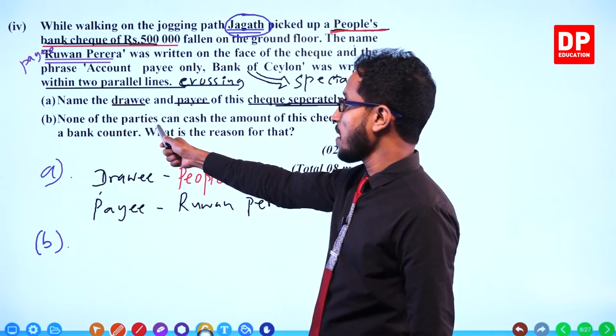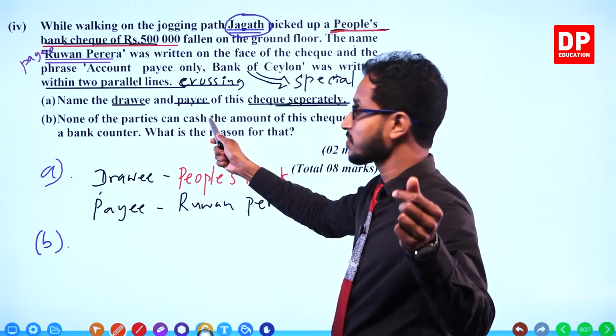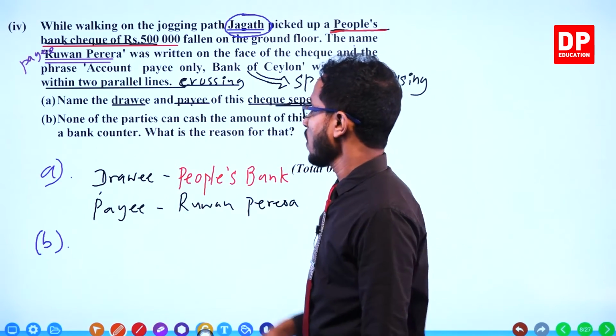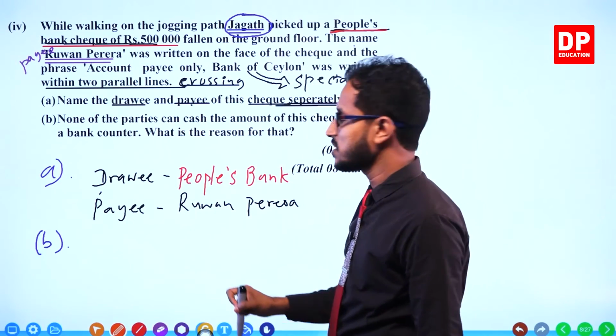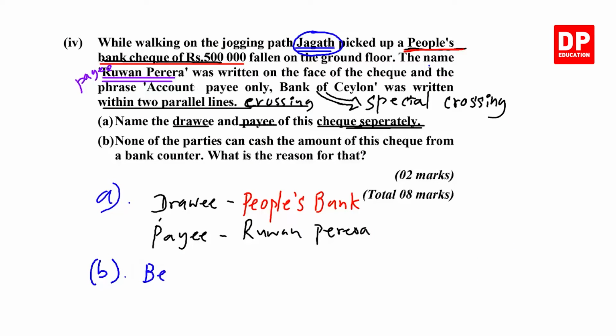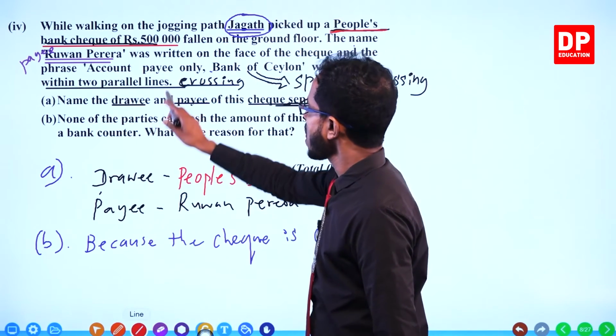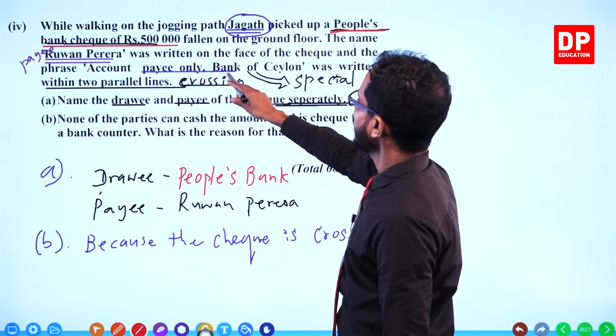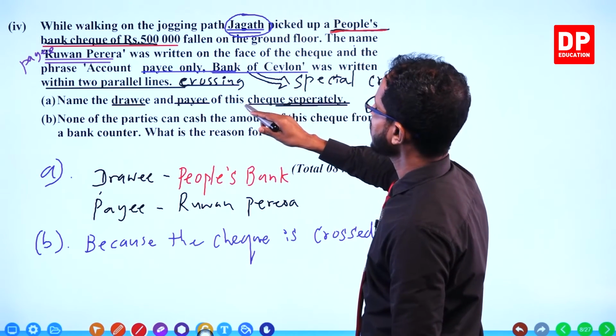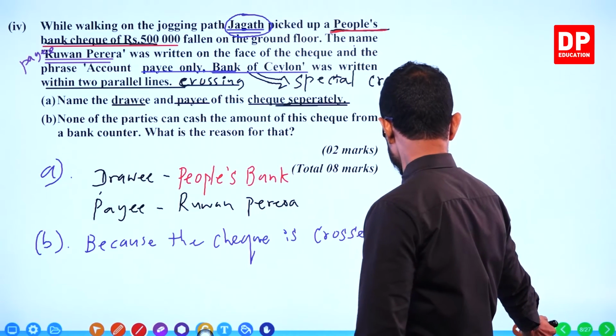None of the parties can cash the amount from the bank counter. Why? Because the check is crossed. The check is crossed. This is the crossing, see? Account payee only and Bank of Ceylon both are crossings.